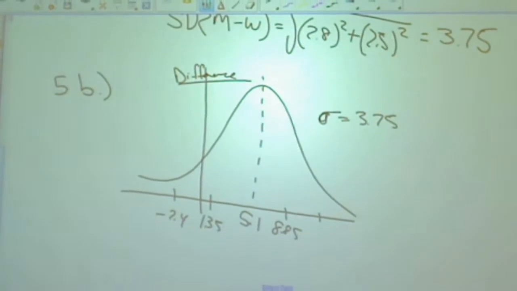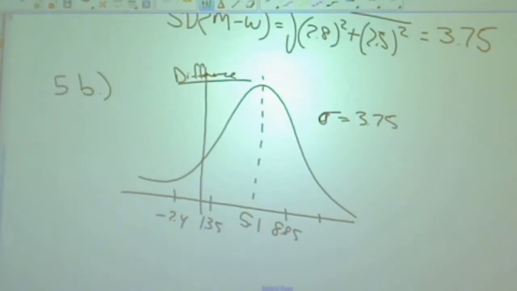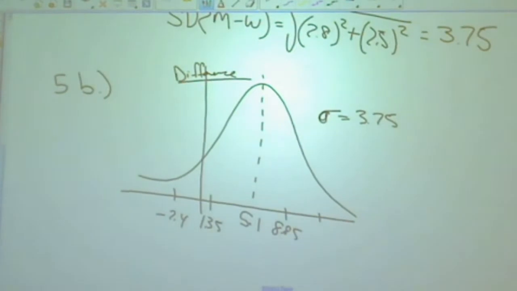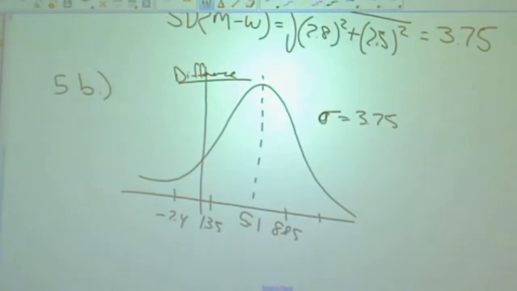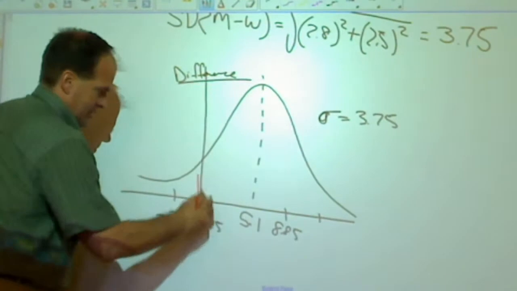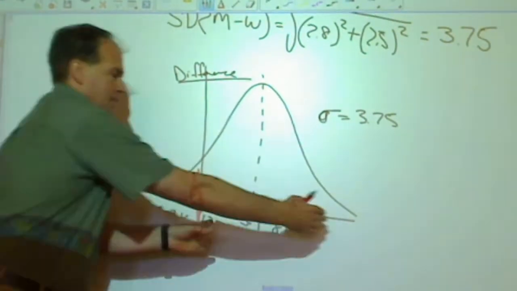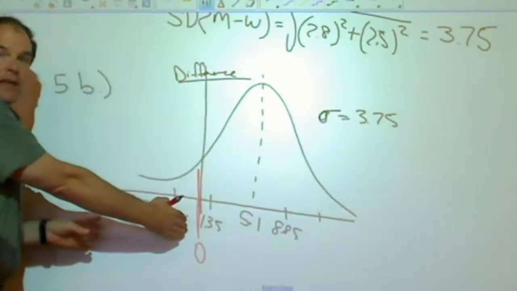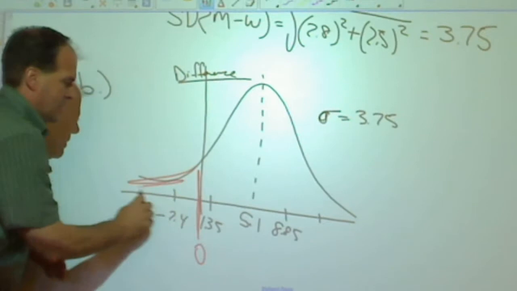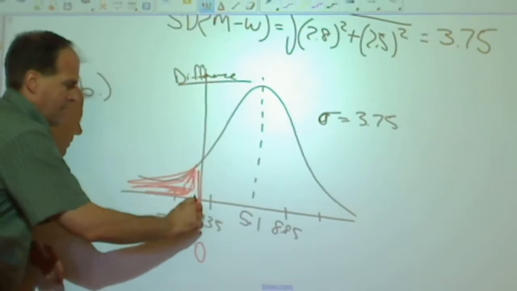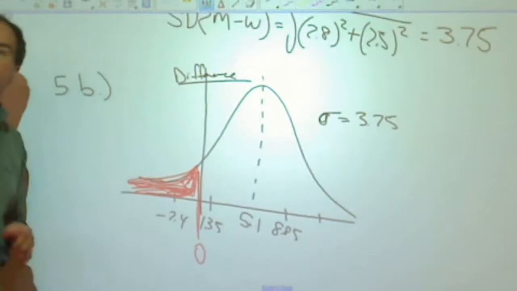Can anybody tell me what portion of this model is where men are taller? What's the portion where men are shorter? Where is taller, where's shorter? If we're looking at men minus women, if it's a positive number, they're taller. Here's 0, which means they're the same height. This section, men are taller. This section, men are shorter. They want the probability that men are shorter. We're just talking about this portion of my normal model.